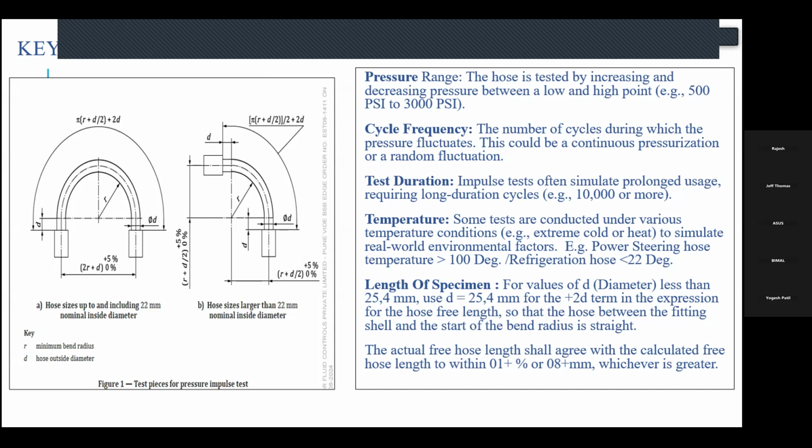So that is precisely what we need to select as per the key parameters like pressure, cycle frequency, test duration, temperature, and length of specimen. This is extremely important before the test. So either you can provide us the entire thing, or we can jointly discuss and define the parameters for the test specimen.